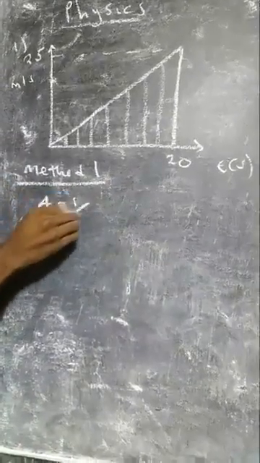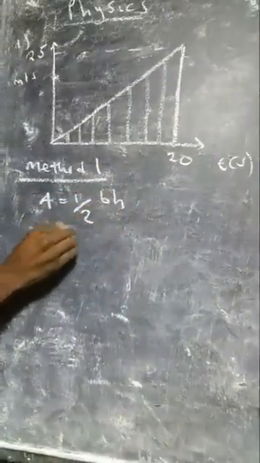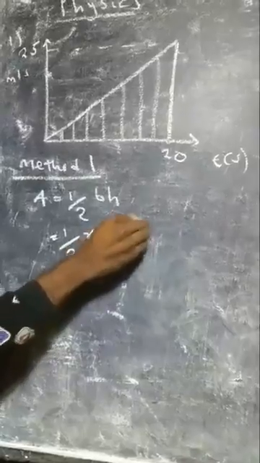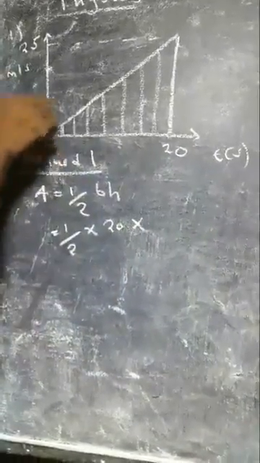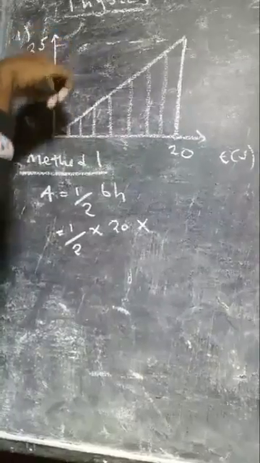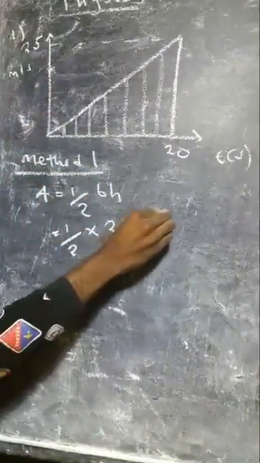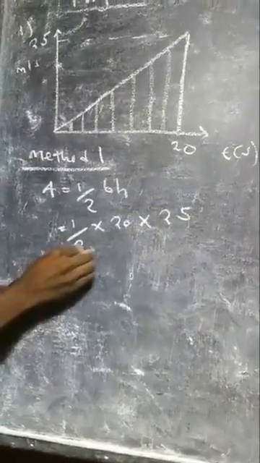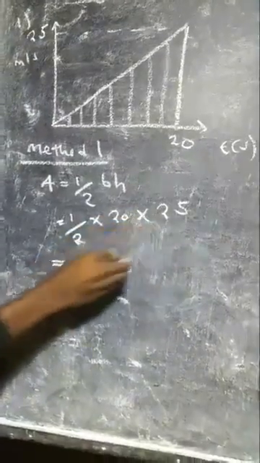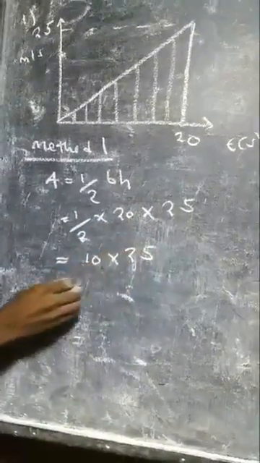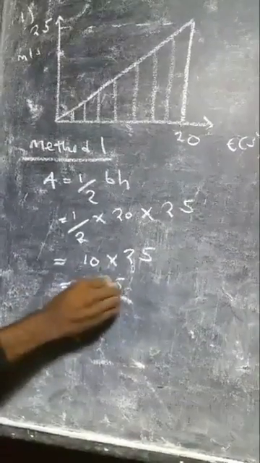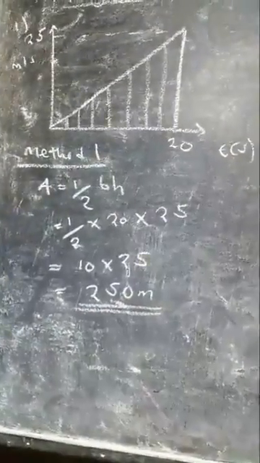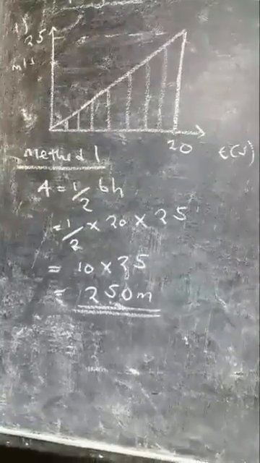So method 1. Area is equal to half bh. So half times base, which is 20, times this side, which is your velocity or your speed, of course, which is 25. So therefore 2 into 20, that's a 10. So it's 10 times 25, which is equal to 250 meters. That's method 1, 250 meters.